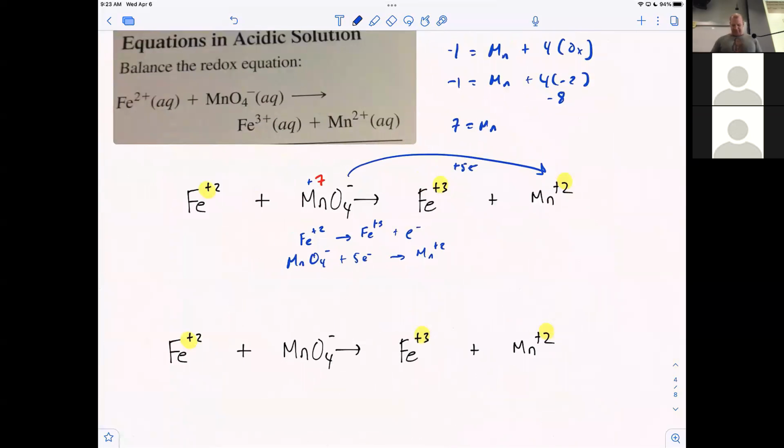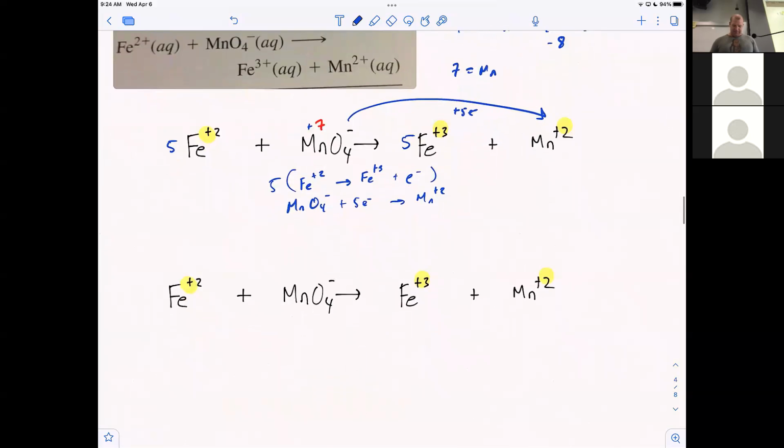So iron is generating 1, manganese is consuming 5. That means we need to multiply the top equation by 5, right? Like so. So next step, we have 5 there. We need to balance the oxygens by adding water. There are 4 oxygens on this side, so we need 4 waters on that side.